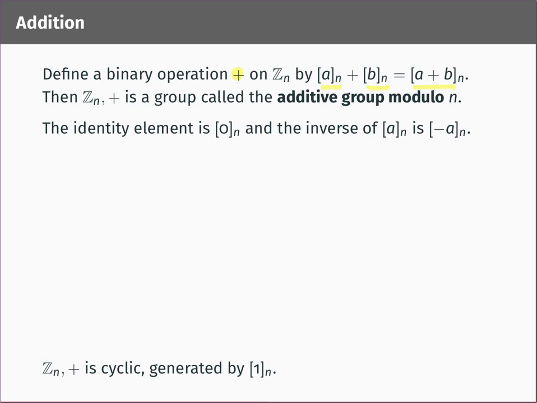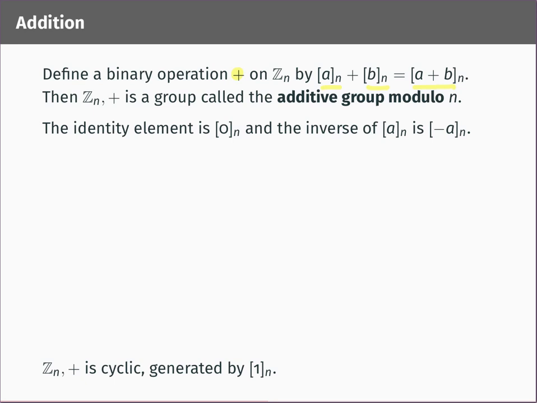For now, we're just going to assume that this definition really does make sense and defines a binary operation on the set of integers modulo n, Zn, which you'll remember by definition is the set of all congruence classes modulo n. Then Zn under plus is a group, and it's called the additive group modulo n. Its identity element is the class of 0, and the inverse of the class of a is equal to the class of minus a. So let's try some examples.